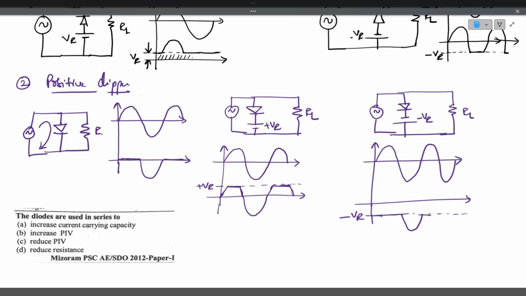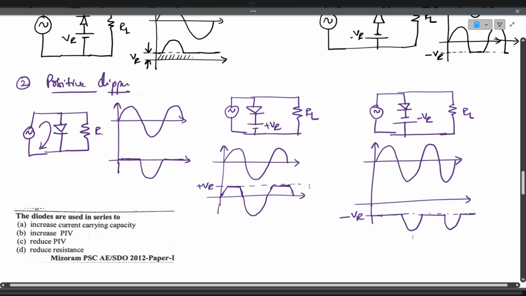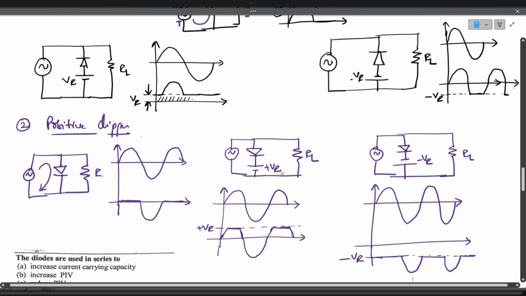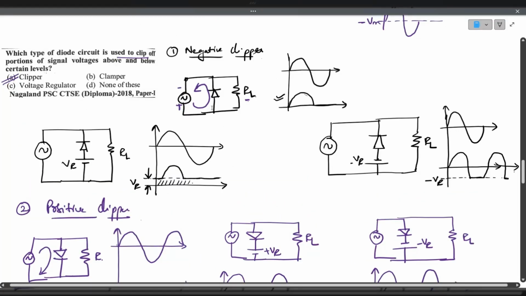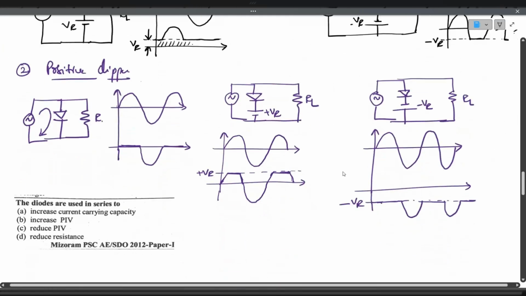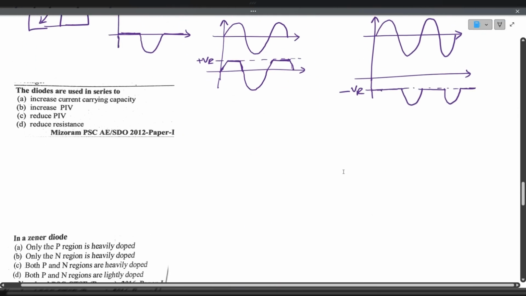Clipped form of negative half cycles. So hope you understood how the input voltage and output voltage waveforms will be for positive clipper, positive biased clippers, negative clipper, and negative biased clippers. Okay. Now let's see one more question.